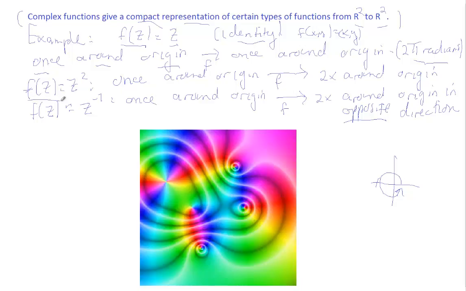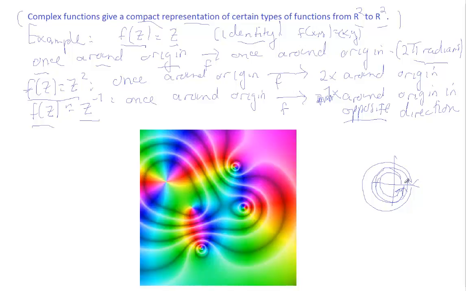Suppose you have the function f of z equals z squared, and you go once around the origin, and you take f of that walk around the origin. Well, it turns out that under f, you'll end up going twice around the origin. Suppose I take f of z equals z inverse. Now, if I walk once around the origin, and I take f of that walk around the origin, it turns out I will go, it's not 2 times, sorry, that's incorrect. It's once around the origin in the opposite direction.